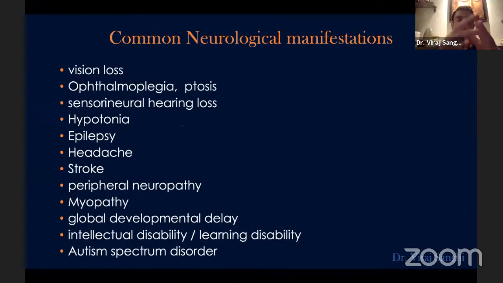So from the perspective of a neurologist, what are the common ways in which these can manifest? Obviously, vision loss, ophthalmoplegia, ptosis, sensorineural deafness, hypotonia, epilepsy, headaches, strokes, peripheral neuropathies, myopathies, global developmental delay, intellectual disability, and even autism spectrum disorder. So really, you can see that the mitochondrial manifestations are very, very varied, and they spread across all axes of the neurological system. Literally from seizures and strokes right down to the peripheral nerve and muscle, you can get a vast spectrum of disorders and clinical manifestations.